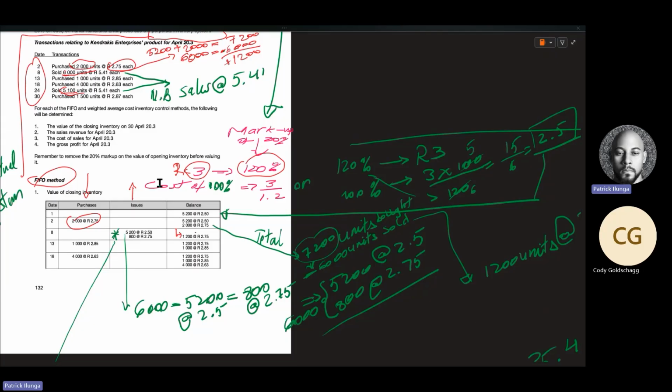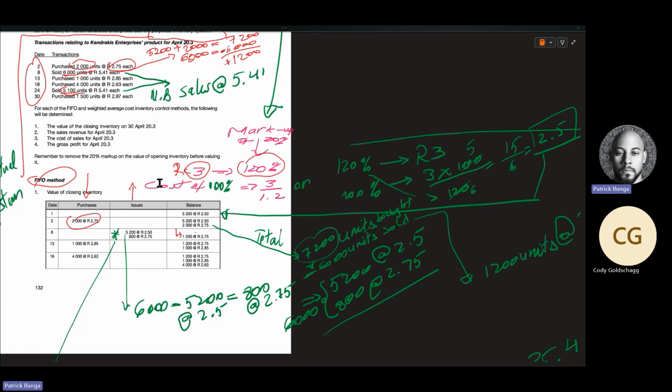We're also going to look at the sales revenues. The sales revenue is not really going to change, because remember, this is more about the inventory. Your inventory is also somehow related, because it's purchased, right? It's also somehow related to your cost of sales.